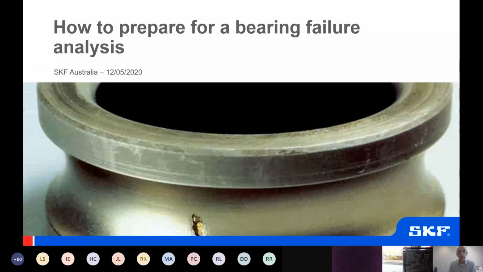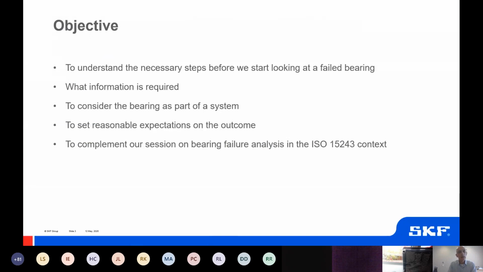Well, I hope everyone is seeing my screen now. The objective is not really to discuss the reasons for bearing failures, which are covered in the ISO standard 15243. We will have another session on that, but what is important is to understand the steps and the information that we need to have before we actually start to look at the bearing and try to understand why it failed.